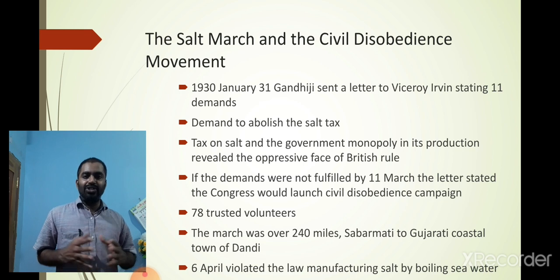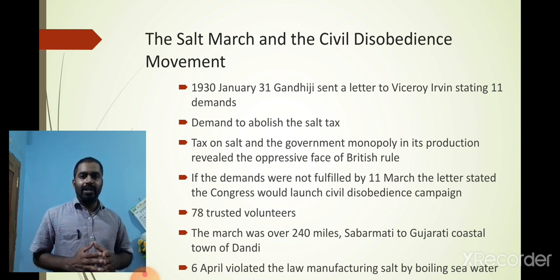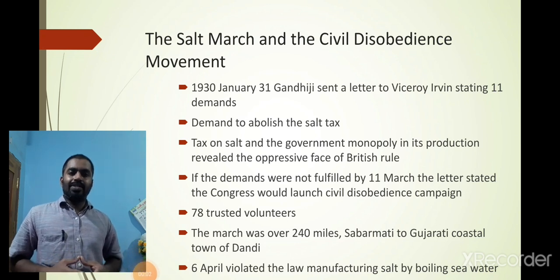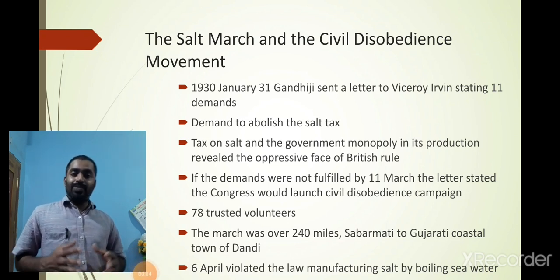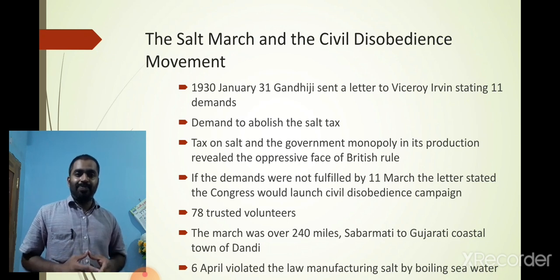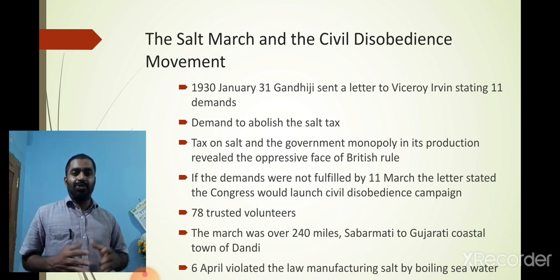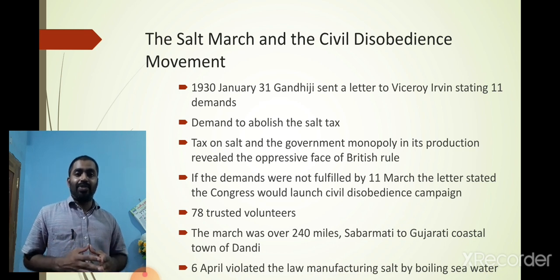Irwin was not ready to negotiate with Gandhiji, and Gandhiji started the action with 78 trusted volunteers. He conducted a march with his 78 trusted volunteers from Sabarmati to the Gujarati coastal town of Dandi. It is about 240 miles away from Sabarmati.